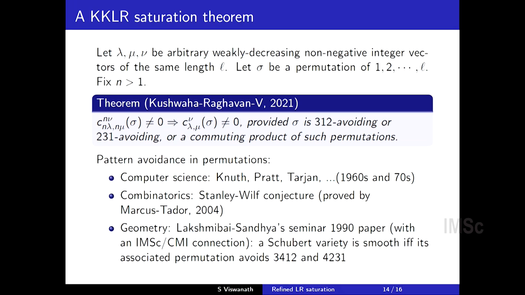This pattern avoidance, I'll briefly tell you what this means. If you think of sigma as a permutation, 312 avoiding just means you cannot find 3 numbers such that the first is the maximum, 3, then 1 and 2. So the largest occurs first, the smallest occurs next, and the middle one occurs third. You cannot find a sequence of 3 numbers in the permutation which have that particular pattern of occurrence. That's what pattern avoidance means.